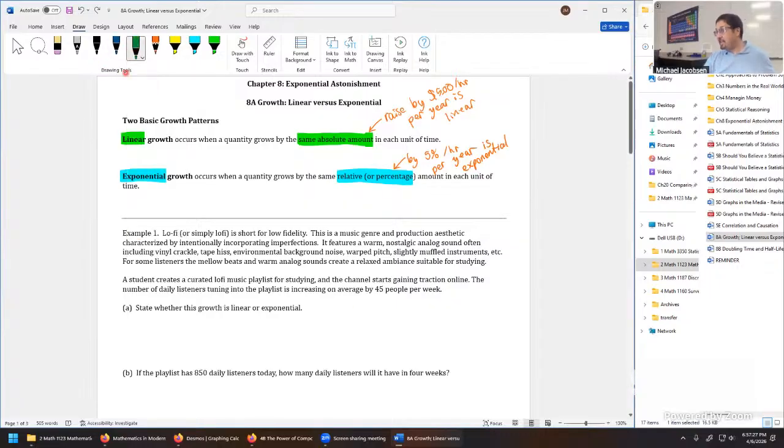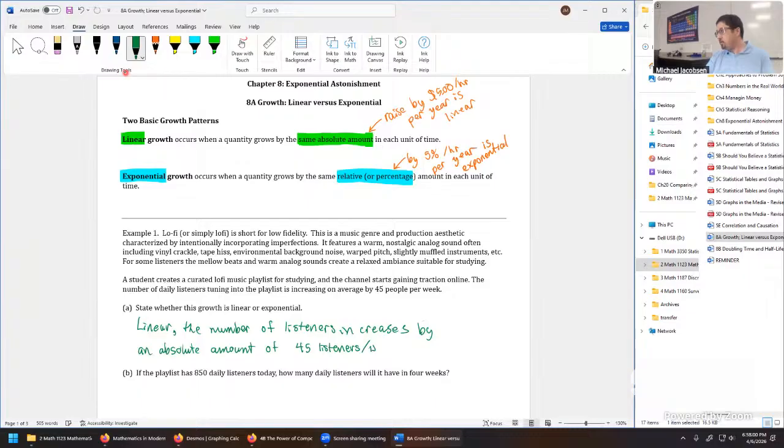So here we'll assess this by saying linear, the number of listeners increases by an absolute amount of 45 listeners per week. And let's mention that that's not exact, that's just on average.